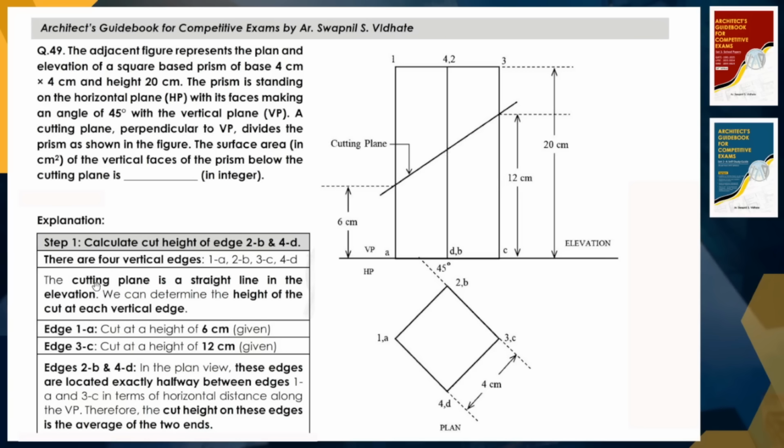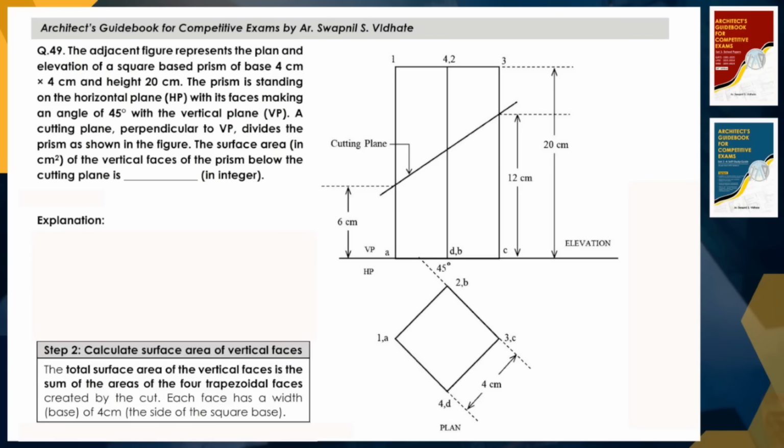So, because these edges are located exactly halfway between edges 1A and 3C in terms of horizontal distance along the VP, therefore the cut height of these edges will be the average of both these ends. So the average of 6 and 12 will be the cut height of those two edges, 2B and 4D, right? So what will be the average? 12 plus 6 will be 18. 18 divided by 2 will be 9. So 9 is the cut height for these two edges, right?